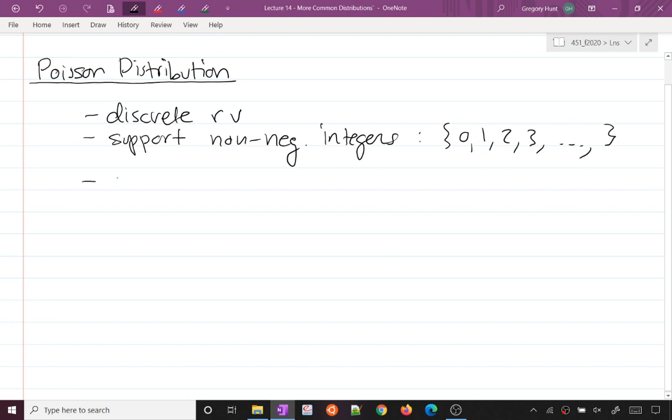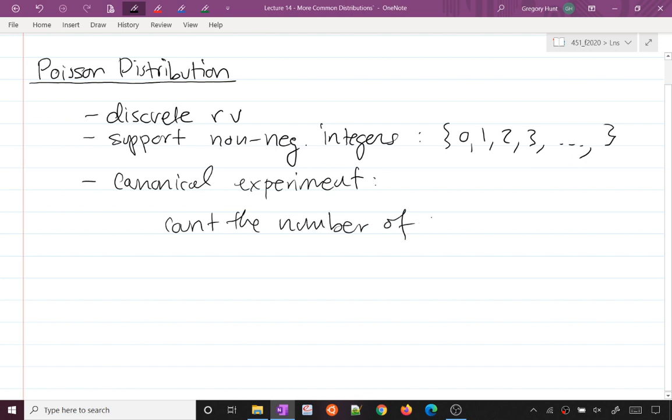And you can think of the canonical experiment for a Poisson random variable, or one of the typical ways that it's used, is to count the number of, let's say, quote, events in some time period.